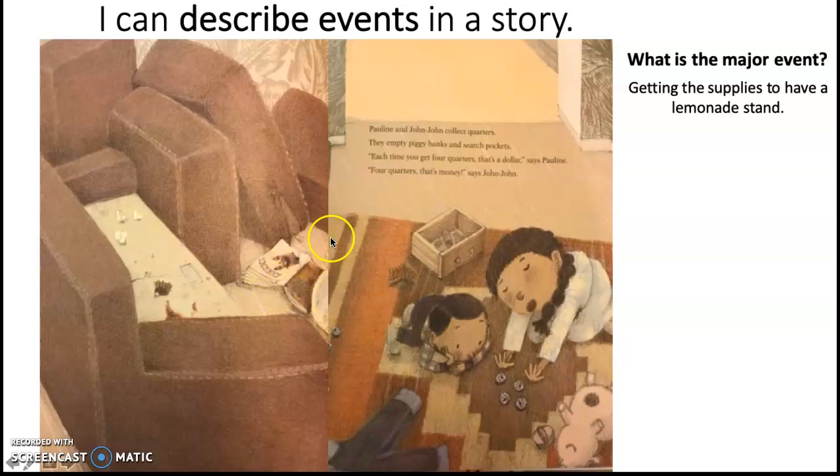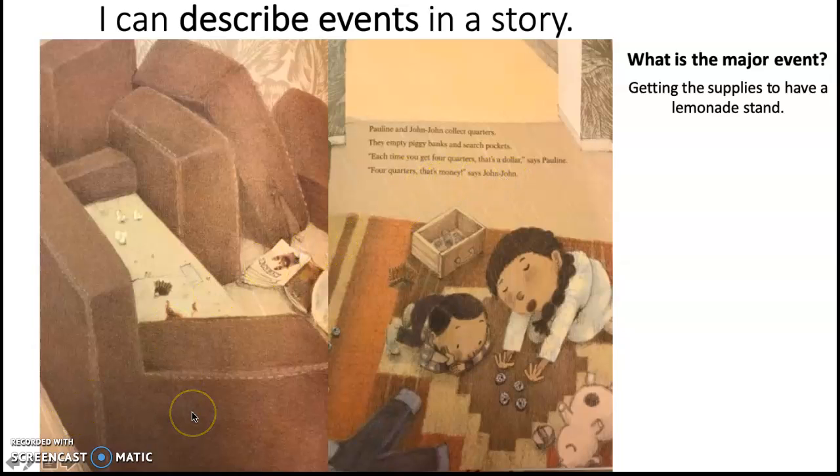So I'm going to go ahead and read this page of the book. It says, Pauline and John collect quarters. They empty piggy banks and search pockets. Each time you get 4 quarters, that's $1, says Pauline. 4 quarters, that's money, says John.